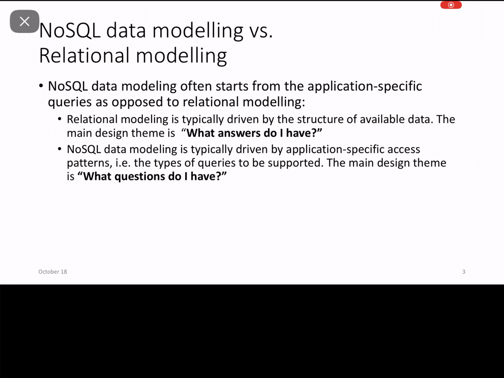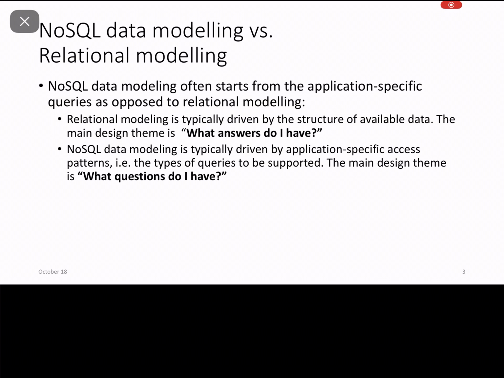So when we're modeling for relational, it is typically driven by the structure of available data, and the main design theme is: what answers do I have? When you say what answers do I have, it is basically figuring out what the entities are, the attributes of the entities, and the relationships of the entities. We don't really think about what kinds of queries users will actually post.